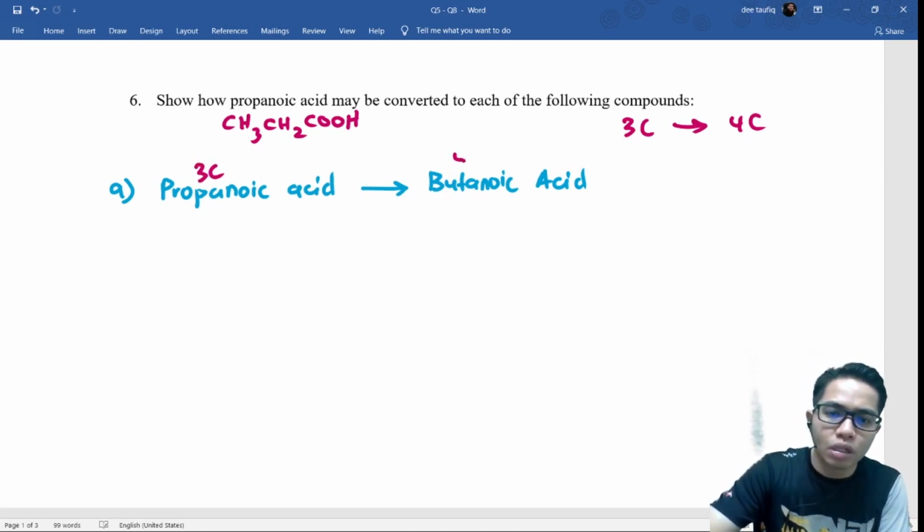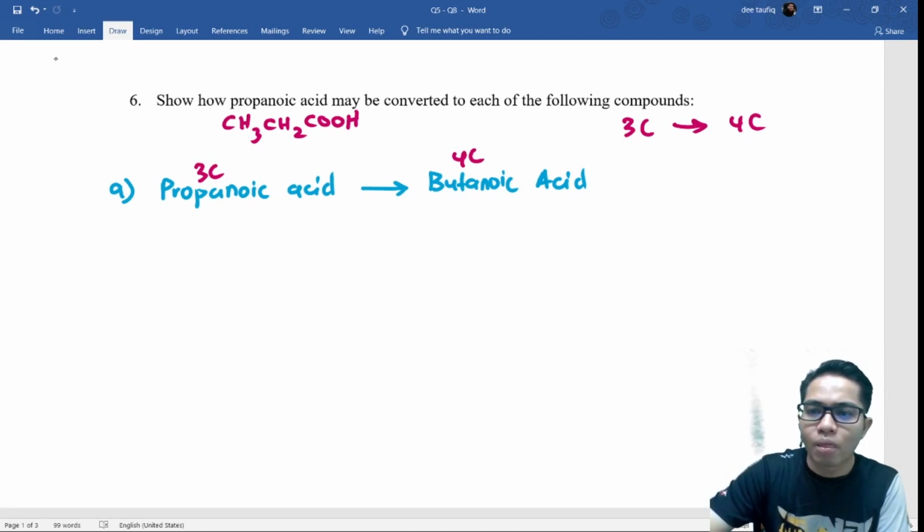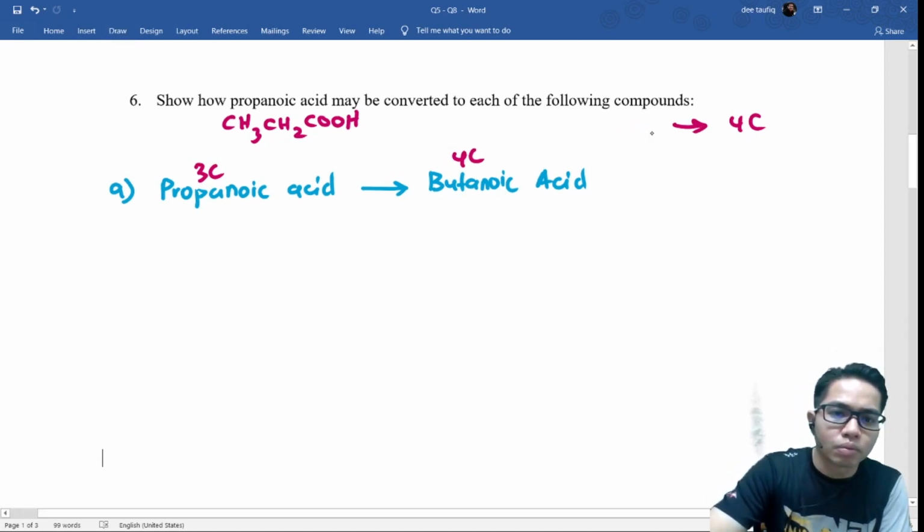3 carbon tukar jadi 4 carbon. So yang tepi tu saya padam lah. Ini saya padam.